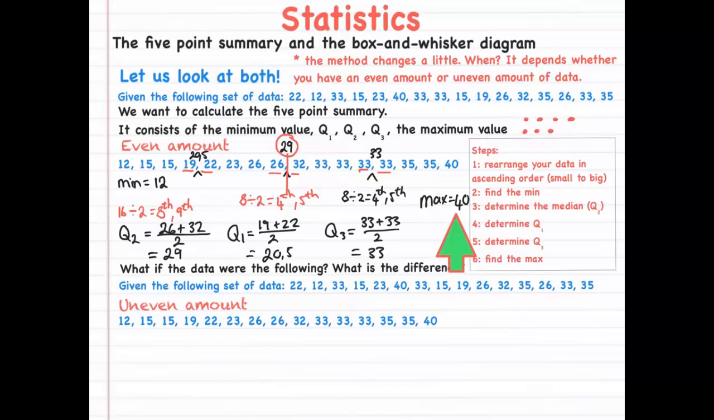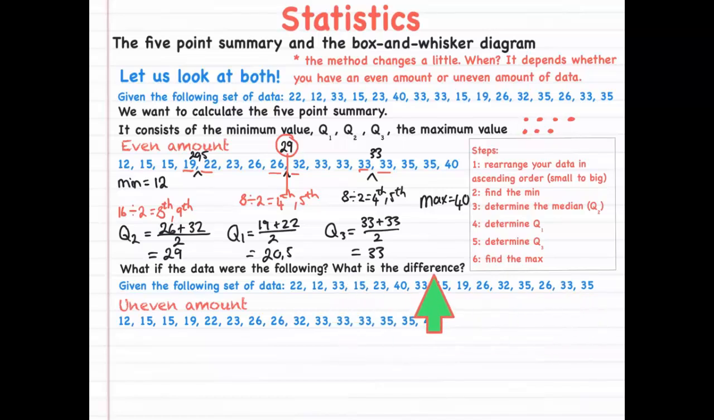Okay, got it? Now let's see how this method changes when we have an uneven amount. So what if the data were the following? Okay, and what is the difference? What I'm basically trying to show you is that I've changed the data to all of those numbers, and then we first have to count it. So 1, 2, 3, 4, 5, 6, 7, 8, 9, 10, 11, 12, 13, 14, 15.